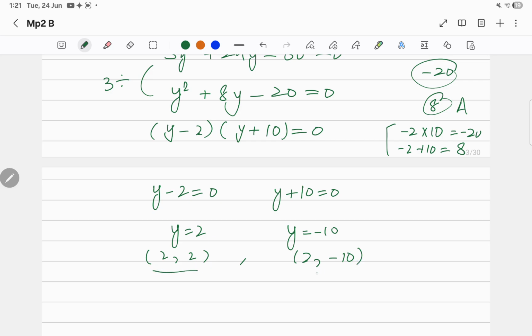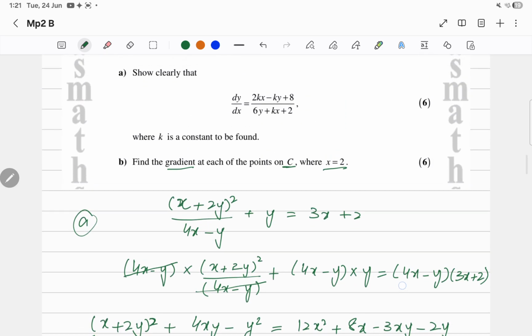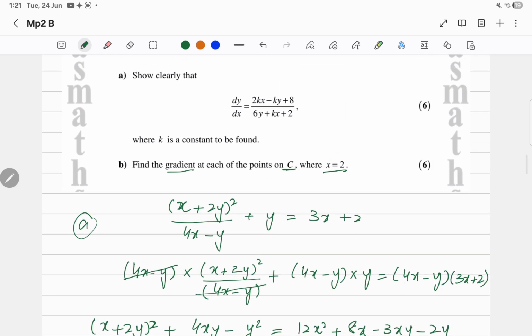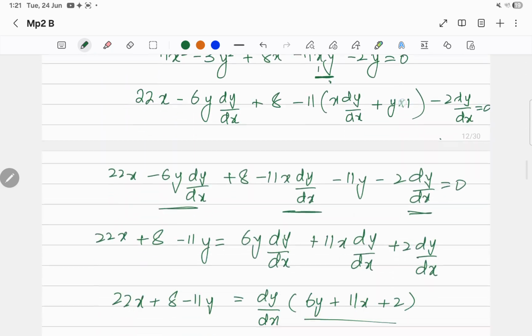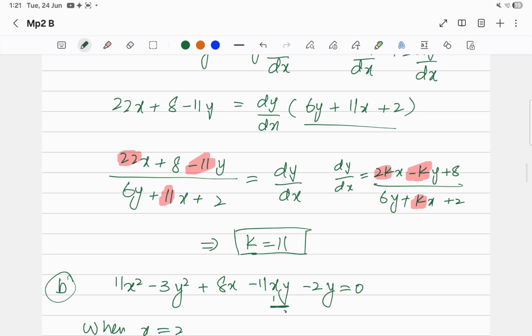So that means we need to find the gradient at those 2 points. We have already worked out our derivative, which is this one, so we can copy this derivative from here.